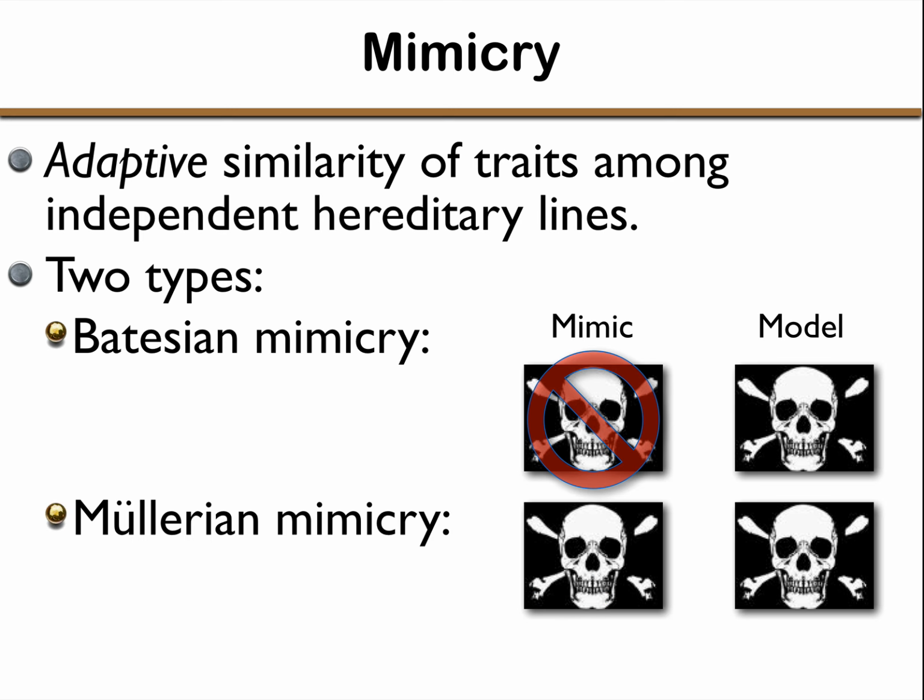For Mullerian mimicry, all of the individuals, both the mimic and the model, are poisonous. Usually one will be more poisonous than the other. More often than not, that will be the model. But they all share some degree of toxicity. And that's not the case with Batesian, because the mimic in Batesian mimicry is totally non-toxic.